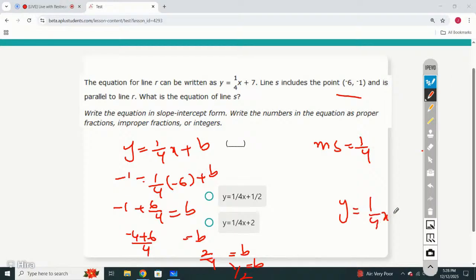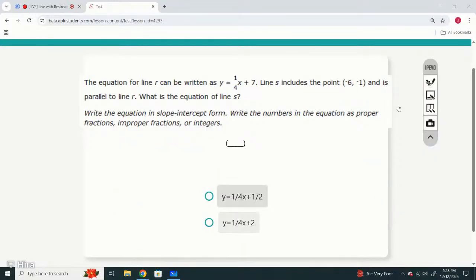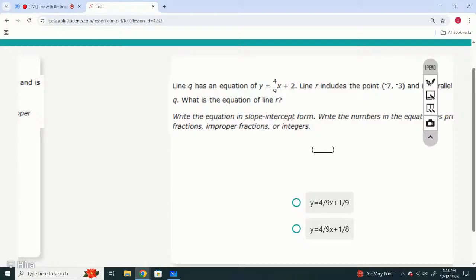So the equation is y equals 1 by 4 x plus 1 by 2. Option number 1 is the correct option. So y equals 1 by 4 x plus 1 by 2. Option number 1 is the correct option.